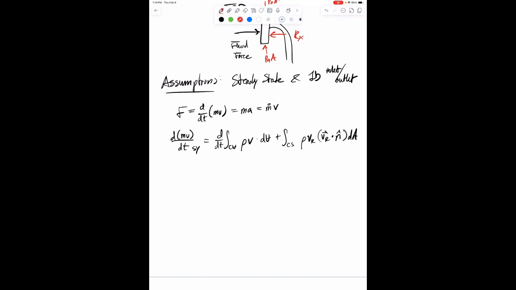We assumed steady state earlier, so that means your time derivative term will go away. And 1D inlet outlet, our integral simplifies to just a summation.